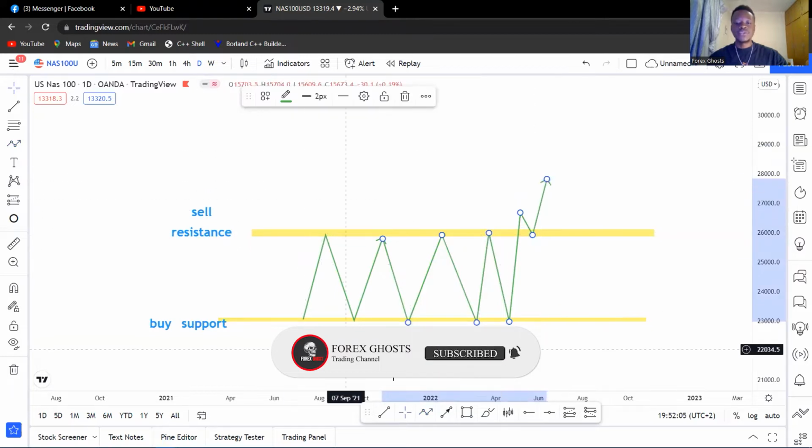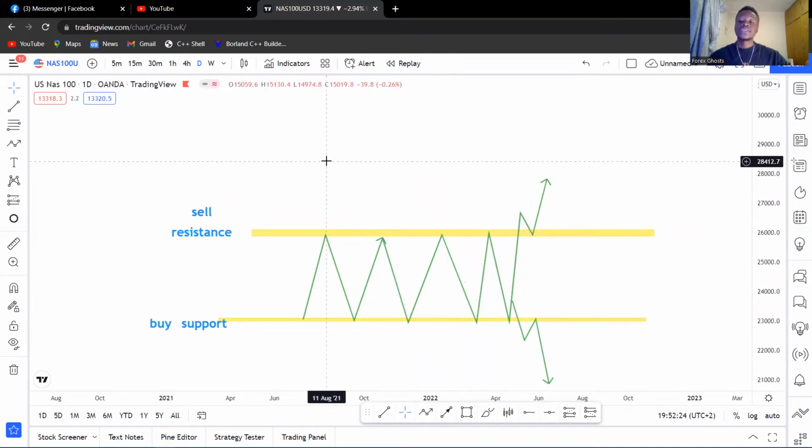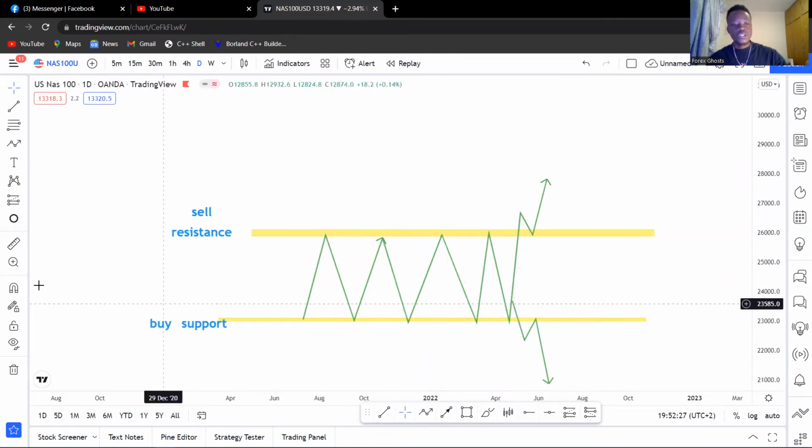And if the market decides to break our support from here, this support automatically turns into resistance. And then that's where you're gonna sell the market. So this is basically how to use support and resistance effectively for you. So let's go and analyze the chart of NAS 100 using support and resistance. So let's get it.